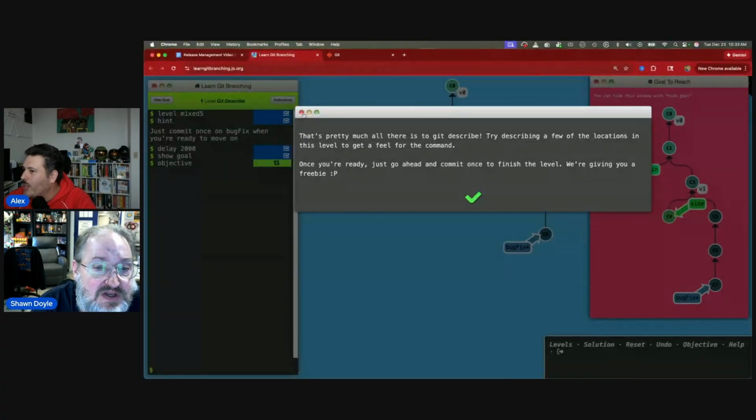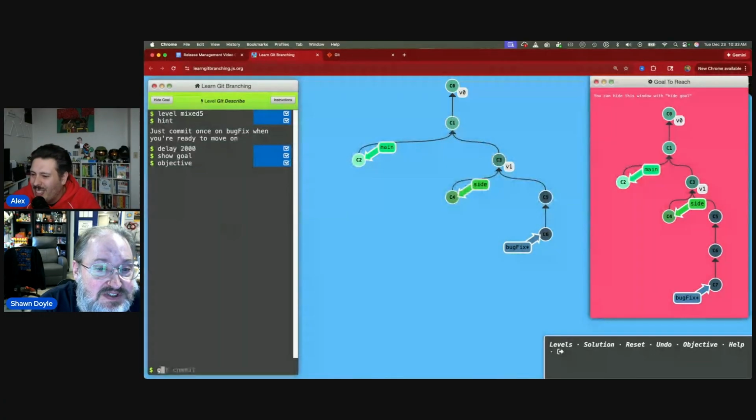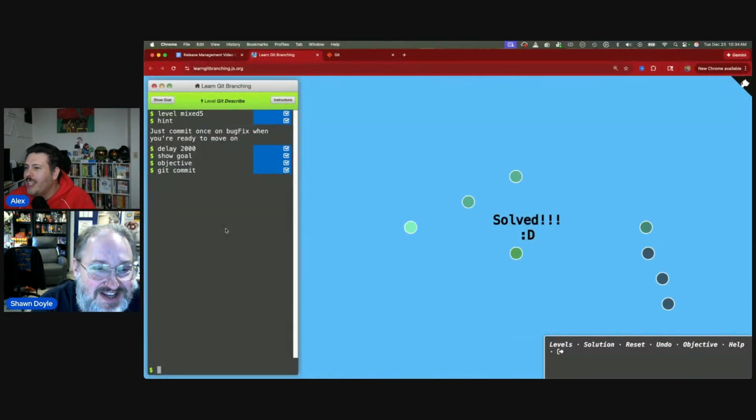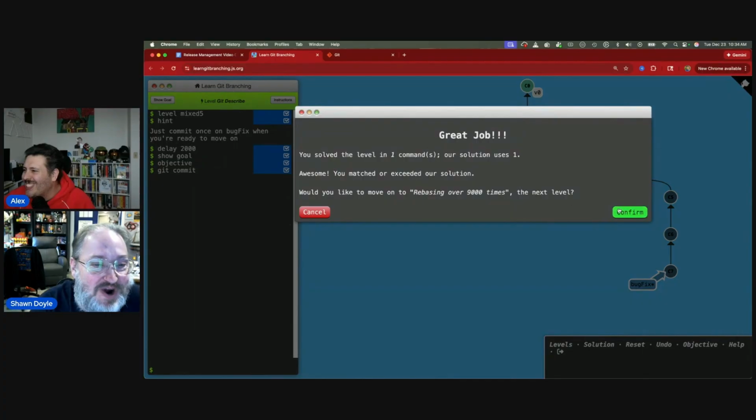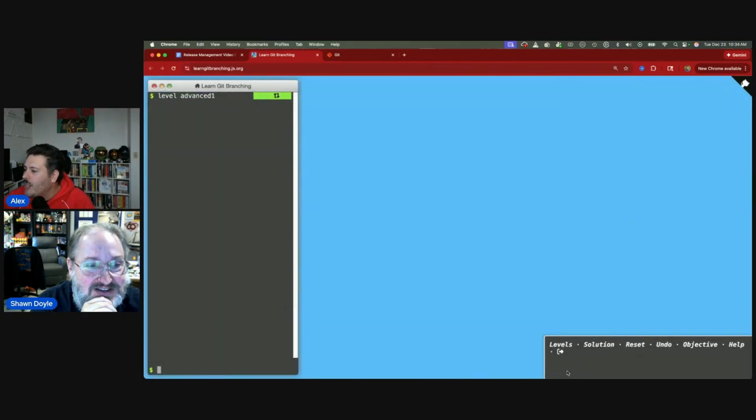Okay, so we're giving you a preview. There's nothing here, so just git commit. Yeah, so no, actually, doesn't it want you to? I'm pretty sure it wanted us to try the git describe command. It did not. That was the whole point of the lesson. It said this one was a freebie. Oh, okay. All right. Would you like to move on to rebasing over 9,000, the next level? So we are going to move on.